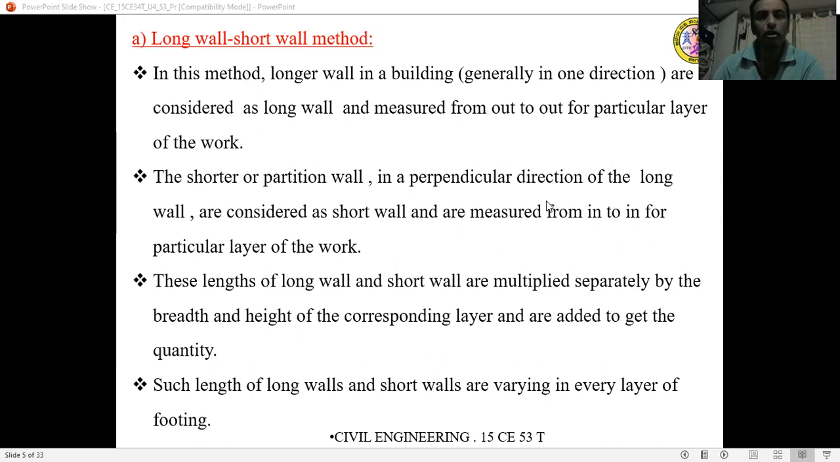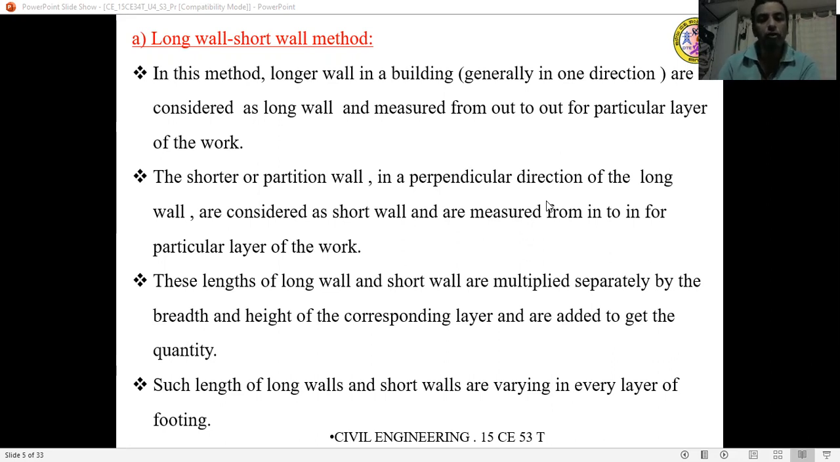In this method, longer walls in a building, generally in one direction, are considered as long walls and measured from out to out for a particular layer of work. A short wall or any partition wall runs perpendicular to the direction of the long wall, and is considered a short wall. These short walls are measured from in to in for a particular layer of work. The lengths of long walls and short walls are multiplied separately by the breadth and height of the corresponding layer and are added to get the quantity of every item.